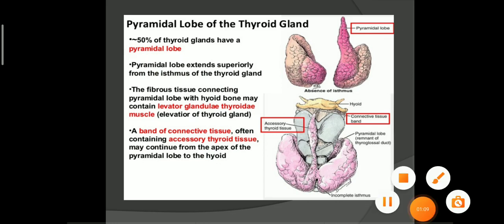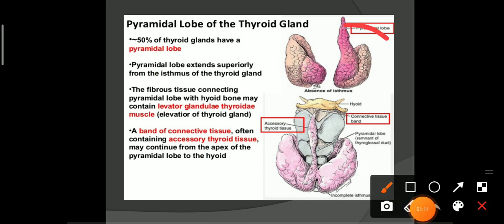Sometimes a third conical lobe called the pyramidal lobe is also present in the thyroid gland. This pyramidal lobe extends from the upper part of the isthmus to the hyoid bone.